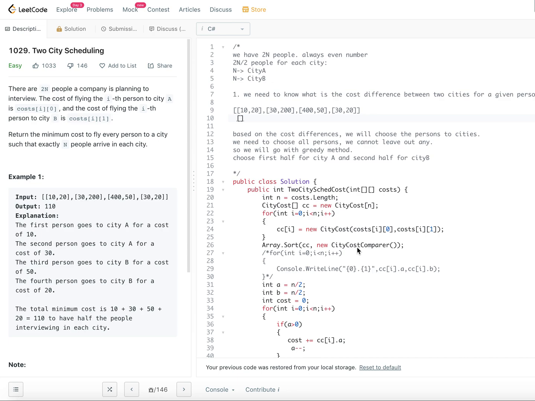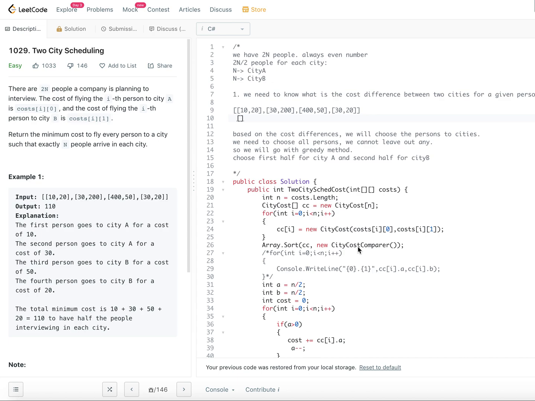Today's problem is two city scheduling. There are 2N people a company is planning to interview. The cost of flying the ith person to city A is cost of i of 0, and the cost of flying the ith person to city B is cost of i of 1. Return the minimum cost to fly every person to a city such that exactly N people arrive in each city.